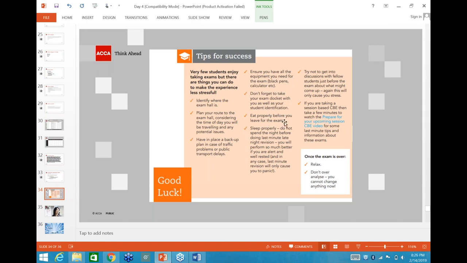Eat properly. Some people don't eat. Sleep properly. These are little aspects, but trust me, it can play a role at the exam. There are people who just don't eat and sleep and fall asleep at the exams, probably faint at the exam. You're not going to get extra time if that happens. Try not to get into discussions with students before the exam, that'll make you panic even more. If you're taking a CBE exam, look at the necessary videos. Once it's over, relax. Don't overanalyze. You cannot change anything right now.